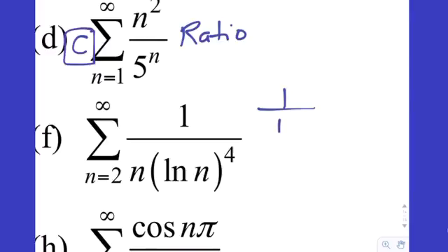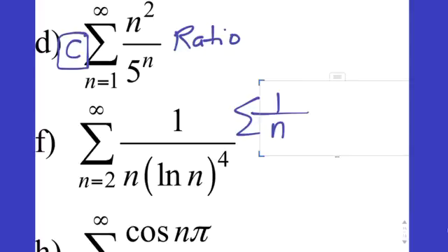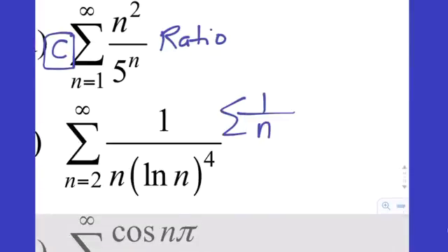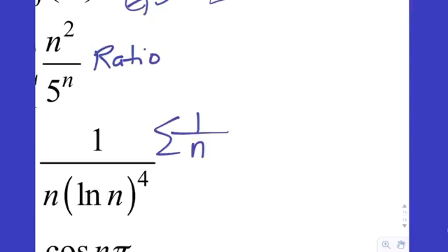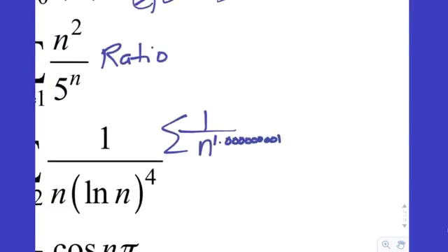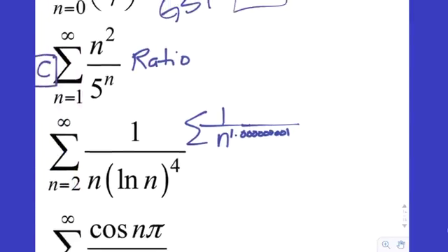Well, let's see. If it were just 1 over n, that would certainly diverge. Now remember, the spirit is, if I can help the denominator along a little bit to help it grow a little faster, it's going to converge. So if that were 1 over n to the 1.0000000, keep going, 1, that would be enough help to make it suddenly converge. To a big number, but still convergent.